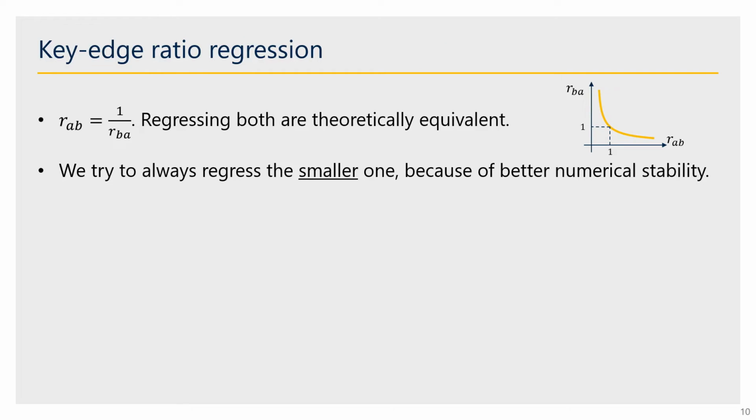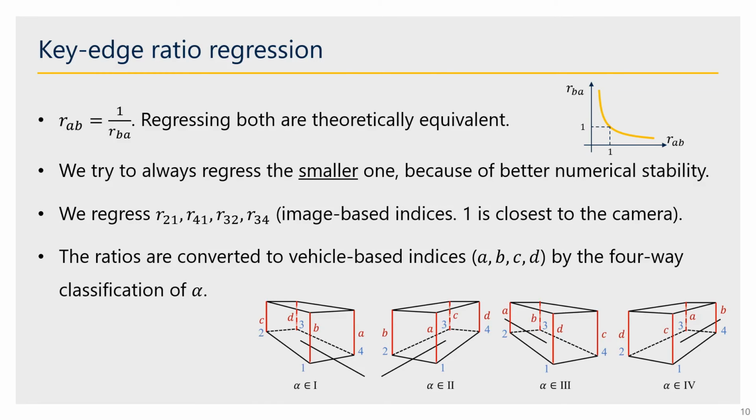To successfully regress the key-edge ratios, there is a trick. We know that R_AB is the inverse of R_BA. Regressing either of them gives the other. But we choose to always regress the smaller one, because of the better numerical stability. In practice, we always regress the ratios R21, R41, R32, and R34, where 1, 2, 3, 4 are image-based indexes, and 1 is the key edge that is closest to the camera. The ratios are then converted back to the vehicle-based indexes A, B, C, D by the four-way classification of alpha.